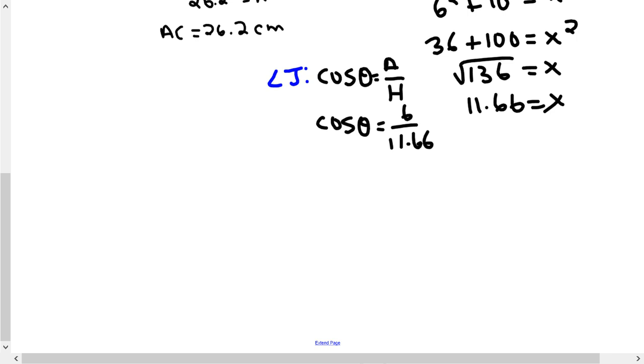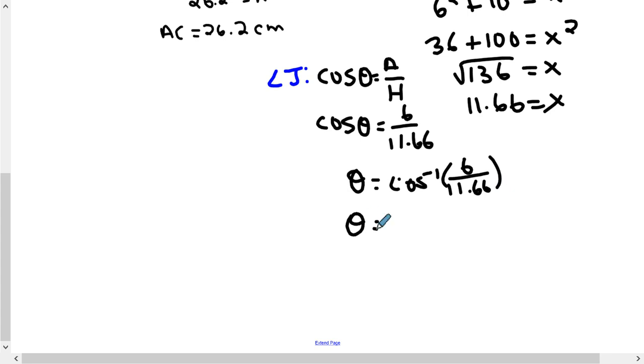I need to get theta by itself. I need to unlock it, get it out of that cosine. And the opposite of that cosine is the inverse cosine. But I'm going to have to do that to both sides. So I do it to the left side, it uncosines that angle, and I can find that angle, isolate it.